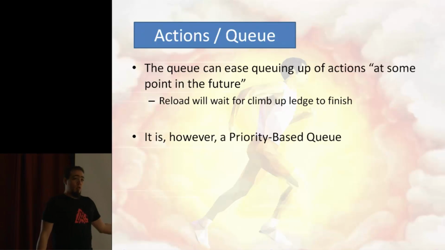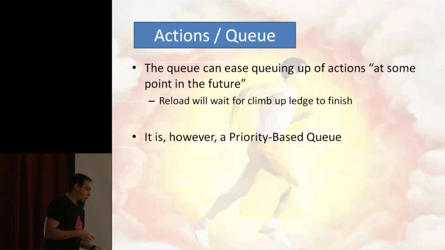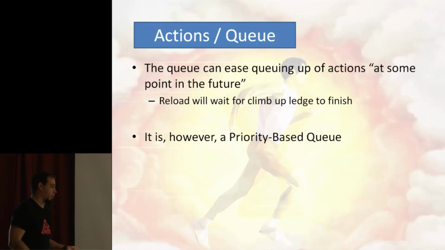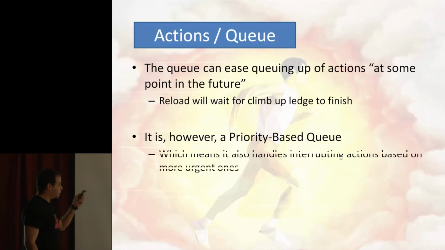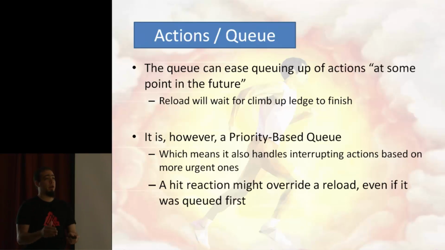However, it's not just a queue. The most important thing about it is that it's a priority-based queue. This is what makes it really flexible, because not only does it understand order, it also understands importance. If I'm reloading, or if I'm, I don't know, smoking, I still want the hit reaction to play instantly. I can't wait until the reload is done and then play the hit reaction. So it is a priority-based queue, which means it handles interrupting actions based on higher priority actions in the queue, even if they were queued later. As the example we give, if I'm doing a very long reload and I get hit by a hit reaction, I want that hit reaction to play regardless of what I'm doing.